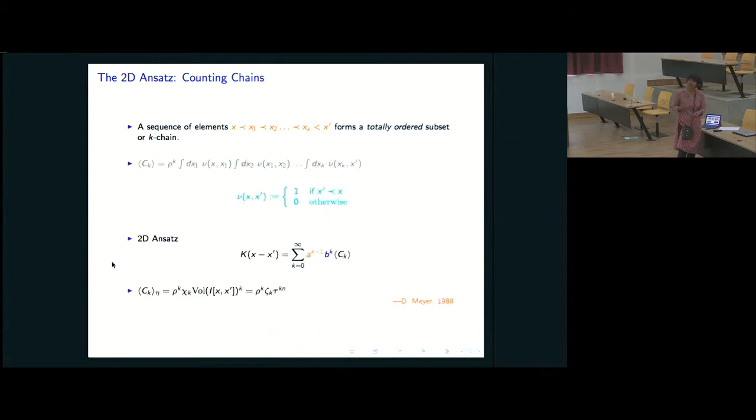When you go about doing this procedure, you can actually calculate these various expectation values. This is your 2D ansatz. These expectation values were calculated. They're basically just looking at how to count the number of chains in a given region. This is all in flat space-time.